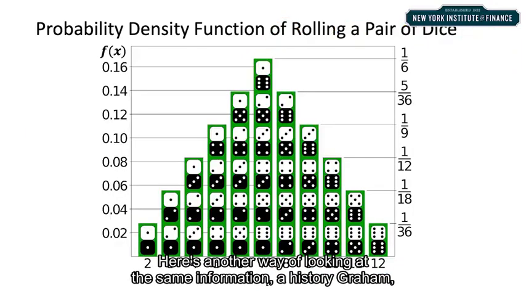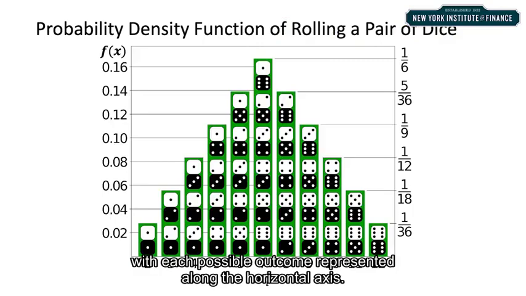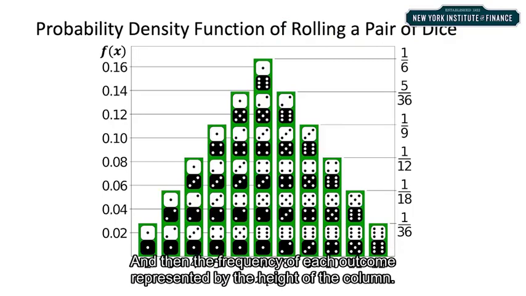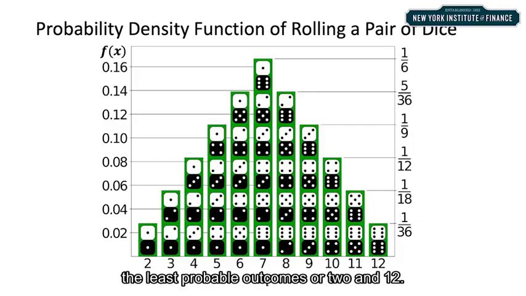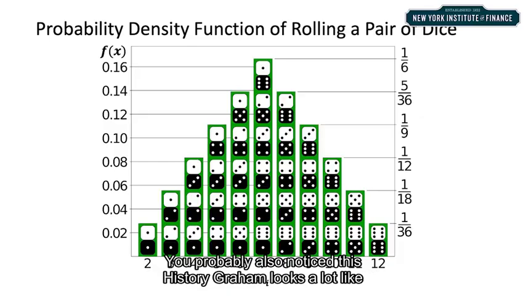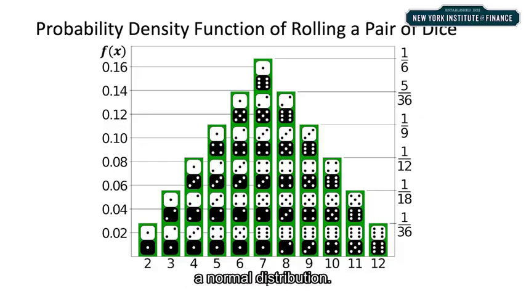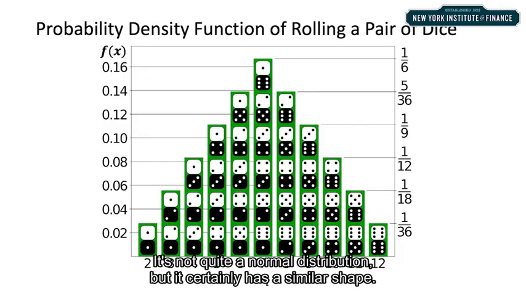A histogram with each possible outcome represented along the horizontal axis, and then the frequency of each outcome represented by the height of the column. As you can see, the most probable outcome is a roll of 7, and the least probable outcomes are 2 and 12. You probably also notice that this histogram looks a lot like a normal distribution. It's not quite a normal distribution, but it certainly has a similar shape.